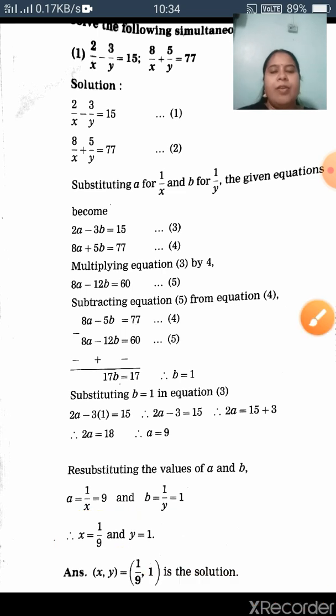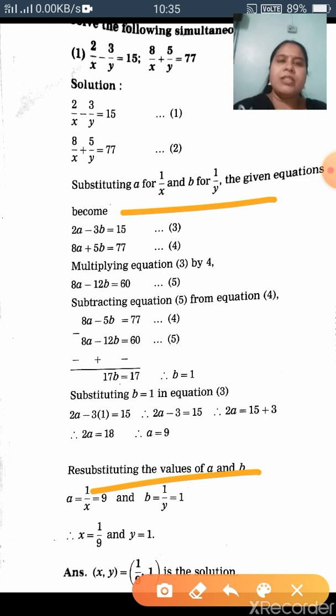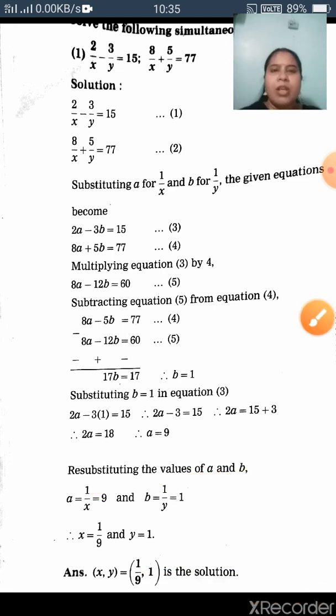In this way, we can solve such equations which are not in standard form, but can be reduced and brought into standard form by giving proper substitution and then resubstituting the values. So I hope you understood this sum. In this exercise, there are only 4 sums. The first I have already done for you. The next question I am not doing. I want you to try it on your own.